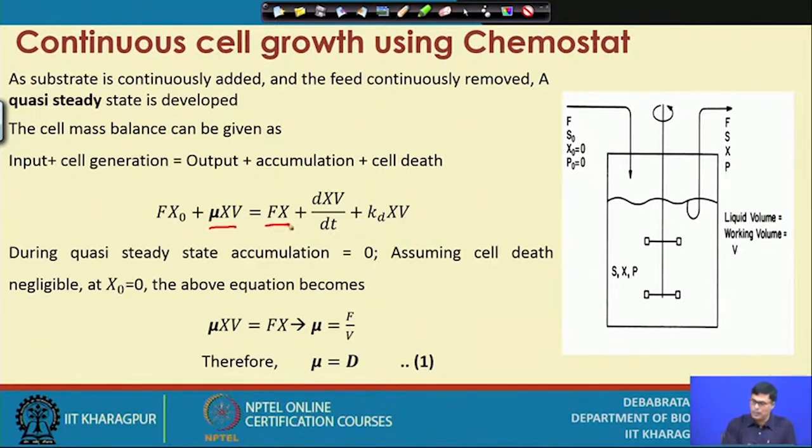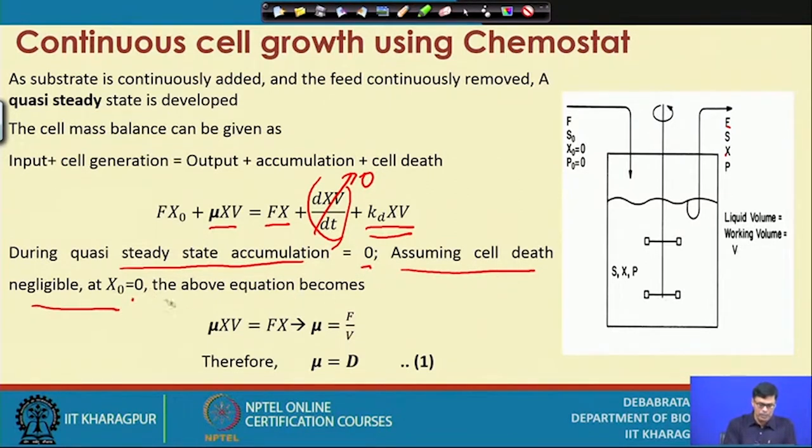And this is the output, F into X. And this is the rate of accumulation of the cell. Now this will be equal to 0 under steady state condition, and this is the rate of death of the cells. So in quasi steady state conditions, the rate of accumulation should be equal to 0, assuming the death of the cells is negligible and X0 equal to 0. Now in this equation I can write that this is equal to 0, and I assume this is also equal to 0.